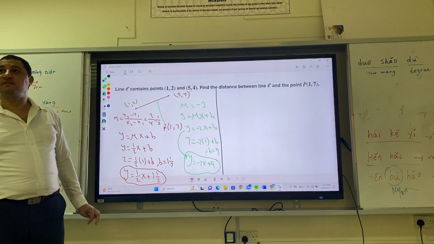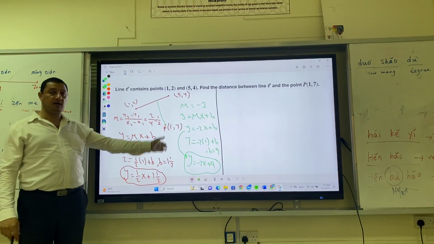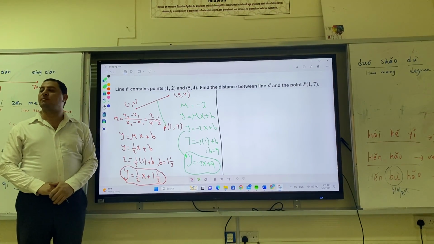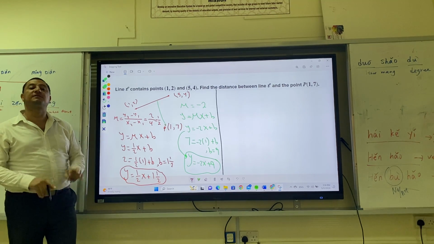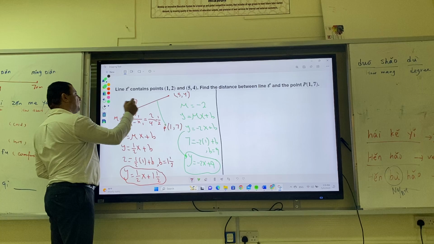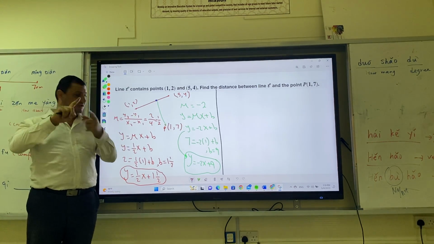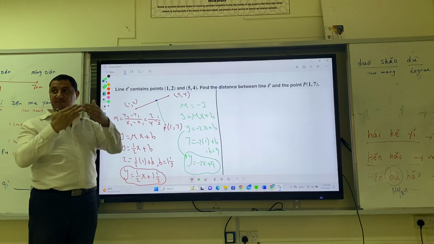Okay, so what do I have now? I have the equation of the red line and the equation of the green line. What I'm going to do later, I need to find the intersection point between these two lines. I'm looking for this point. How can I find it? By solving these two equations as a system.